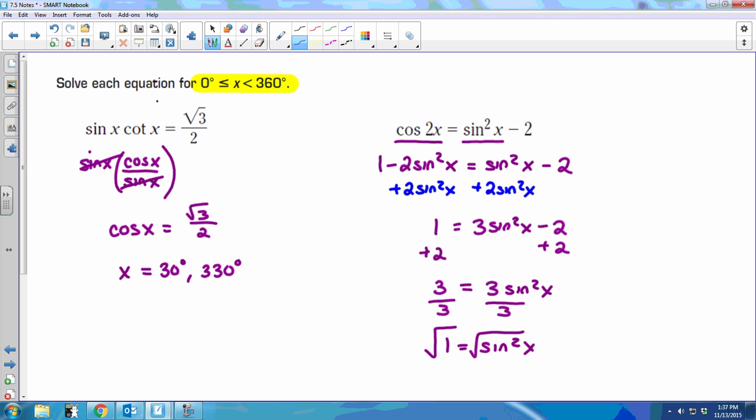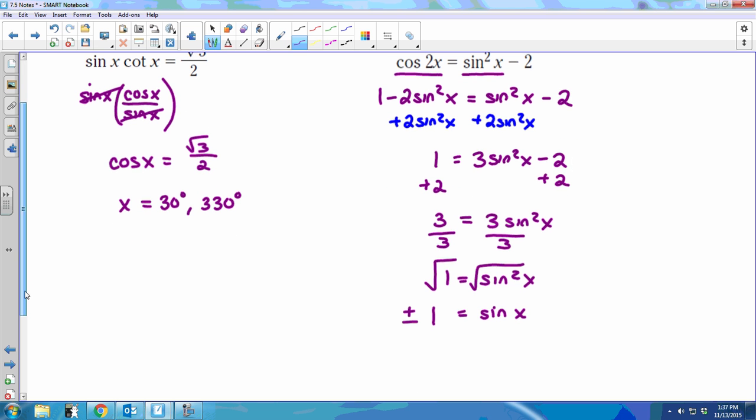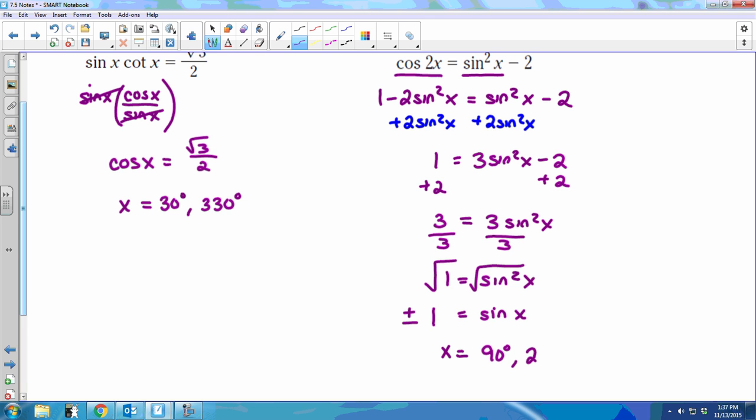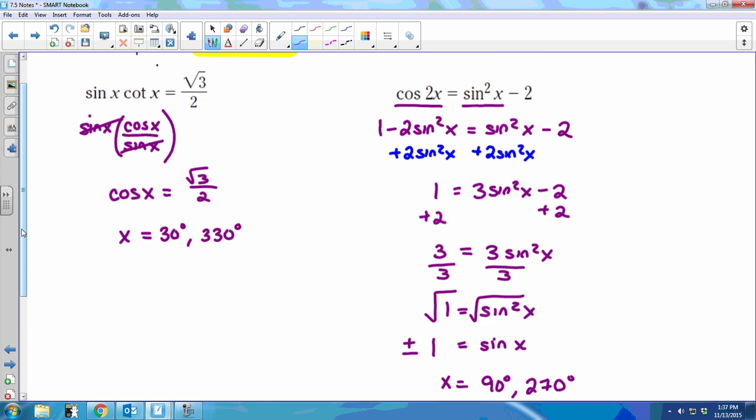Now be very careful. You guys all know that if you take a square root, you can get a positive or a negative answer. Most of the time, the negative doesn't matter. In this case, it does matter because there's positives and negatives on the unit circle. So the square root of 1 is positive and negative 1. So just solve for x. We look at the unit circle. And where is sine 1? Sine is 1 at 90 degrees. And sine is negative 1 at 270 degrees. So different things you might have to try to solve. Both of these, you had to use your identities and replace in order to get the equation to work.